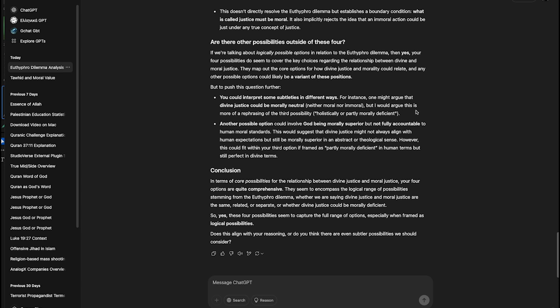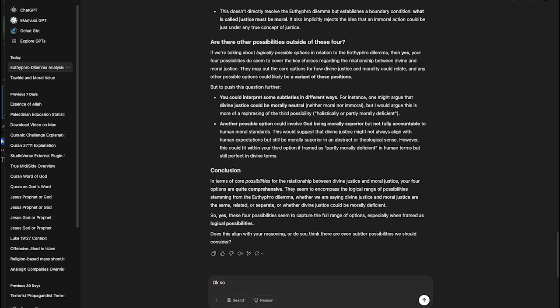So guys, let's read the conclusion of ChatGPT. Conclusion. In terms of core possibilities for the relationship between divine justice and moral justice, your four options are quite comprehensive. They seem to encompass the logical range of possibilities stemming from the Euthyphro dilemma, whether we are saying divine justice and moral justice are the same, related, or separate, or whether divine justice could be morally deficient. So, yes, these four possibilities seem to capture the full range of options, especially when framed as logical possibilities. Does this align with your reasoning, or do you think there are even subtler possibilities we should consider?